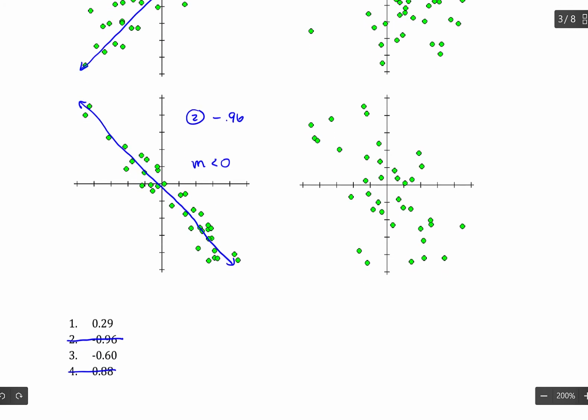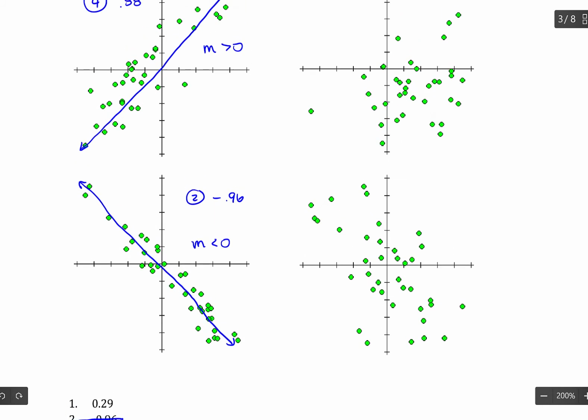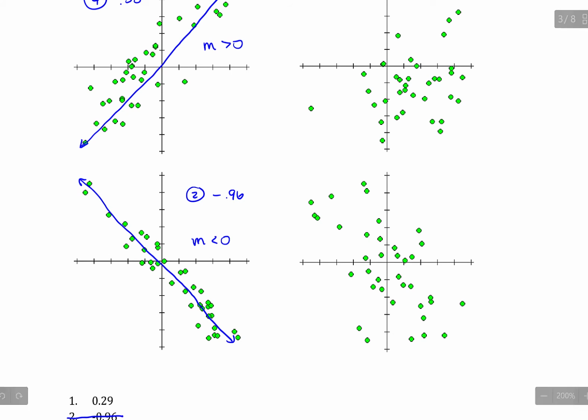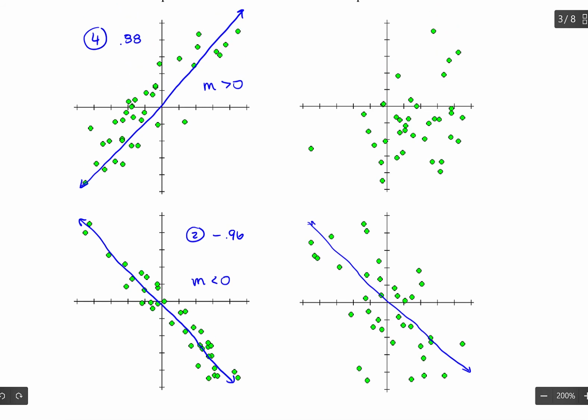Now the remaining two, it's a little bit difficult to choose between them because they both seem to have very low correlations. But looking at the two, this data set here does tend to look to me like it has a line that would fit through here negatively. And this one does seem to me to look like it would have a line that would not necessarily fit those data points very well, but they tend to have a positive trend.